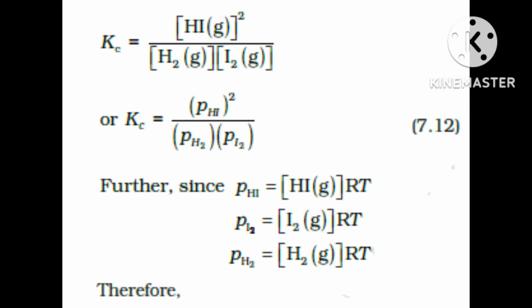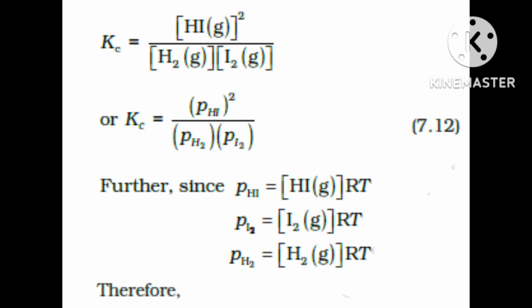And already I told you, P is equal to CRT. This is the second important point. P is equal to CRT, don't forget this relation, because P is directly proportional to concentration. In the place of pressure you can write C, or in the place of C, you can write P.